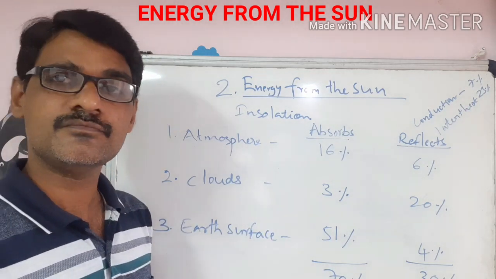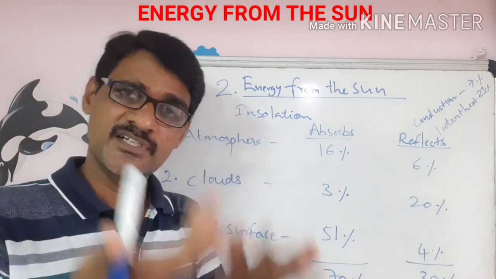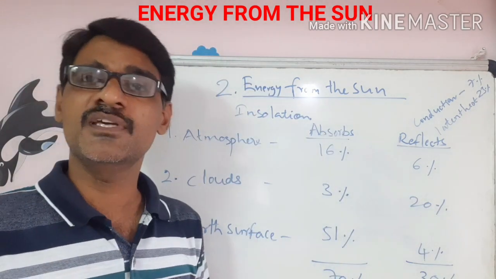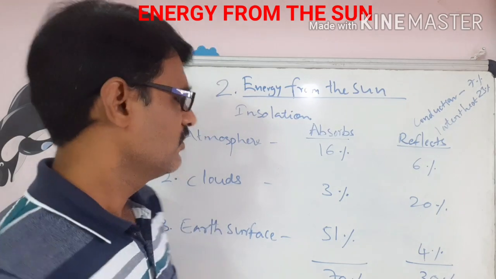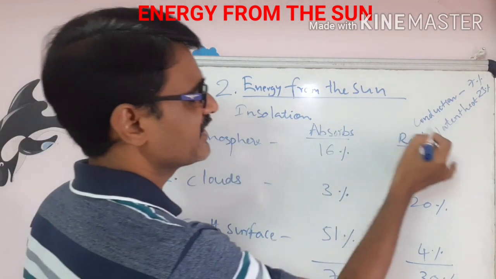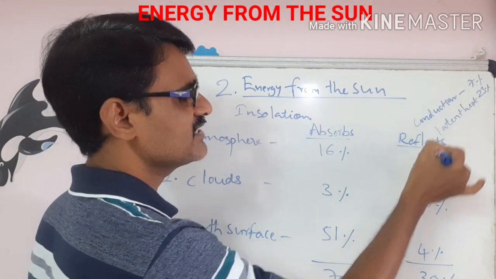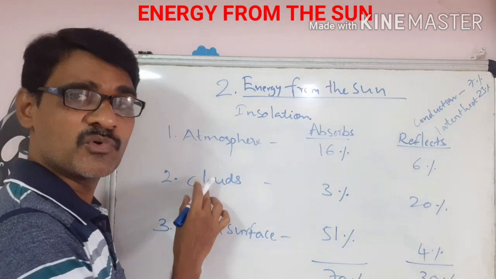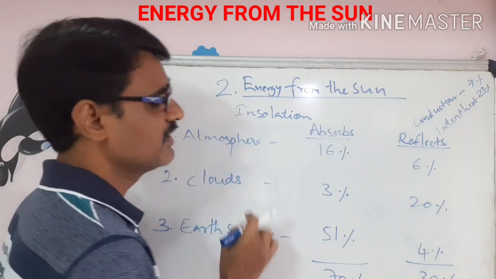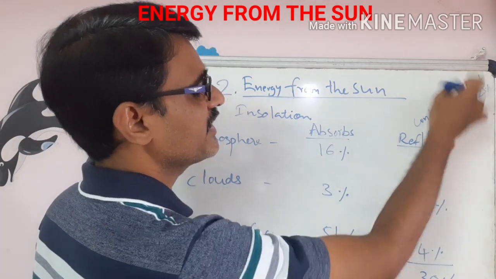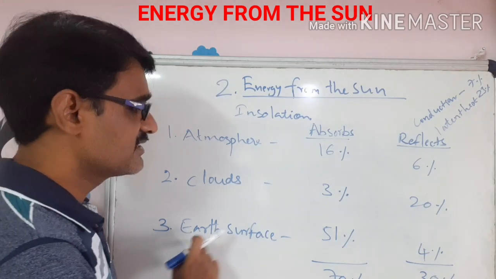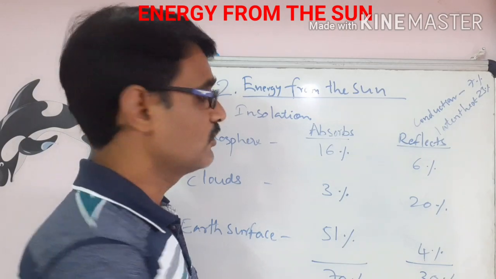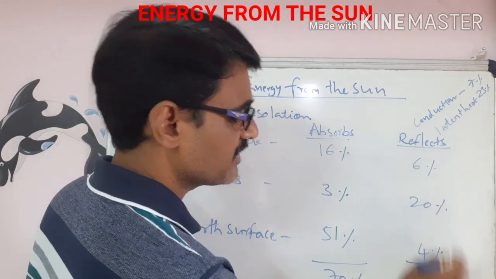Okay. How much amount of energy is reflected into the space? Already 30% of energy will be reflected directly into the space. The atmosphere is reflecting 6% of energy into the space, and the clouds, smoke and dust, all are covered in this, are reflecting 20% of the energy, and the Earth's surface is reflecting 4% of energy. Totally 6 plus 20 plus 4 equals 30.